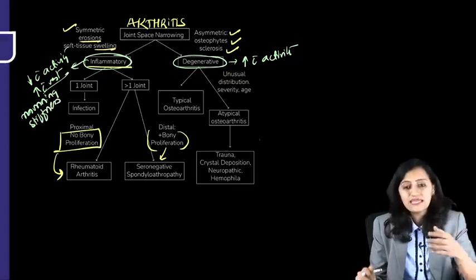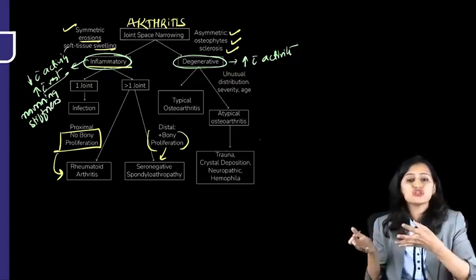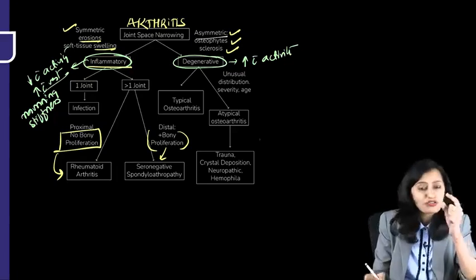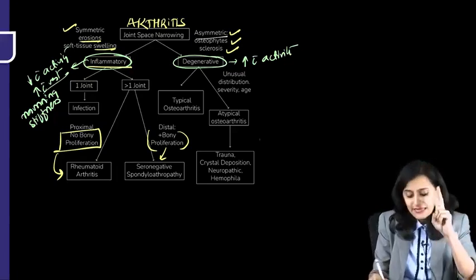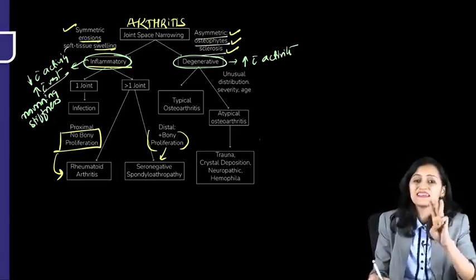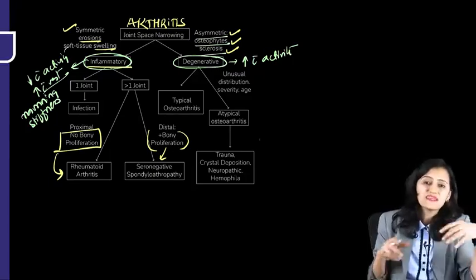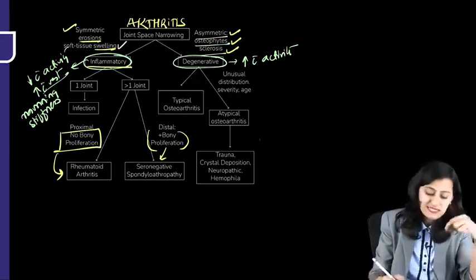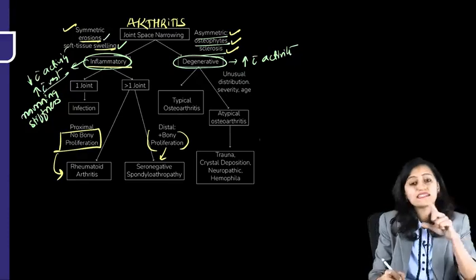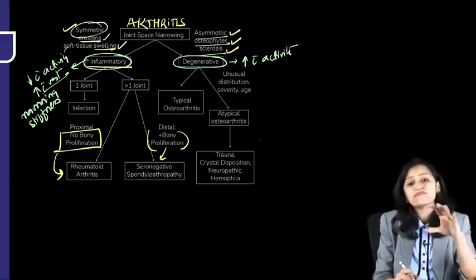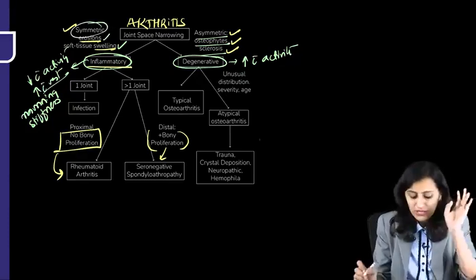Radiologically, degenerative arthritis, osteoarthritis, has asymmetric involvement of the joint. There is osteophyte formation and there is sclerosis. Inflammatory arthritis has a lot of inflammation. We know that there is always swelling. It will cause erosions which are symmetric. Okay, it's symmetric involvement with erosions.